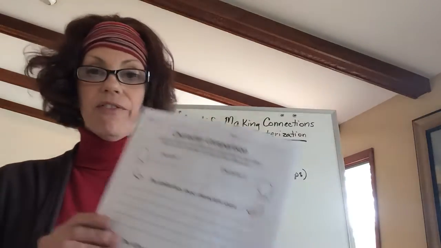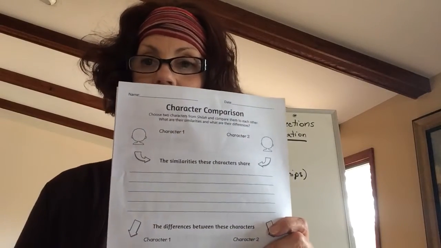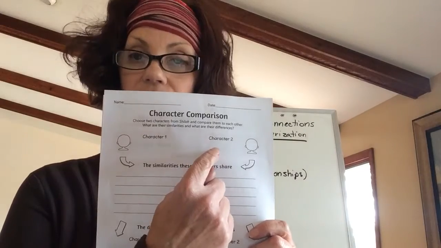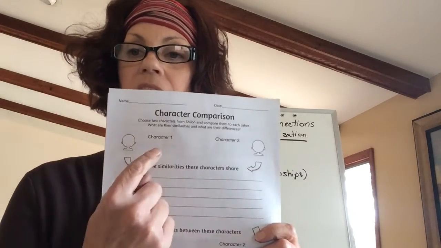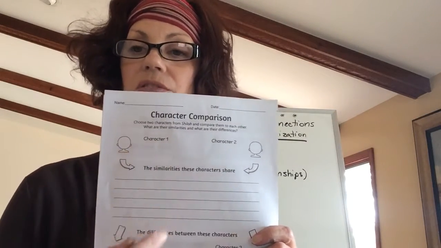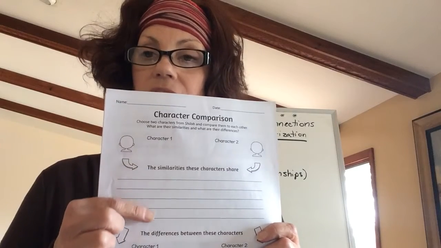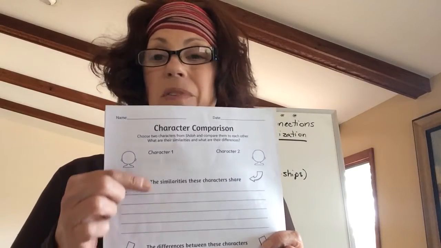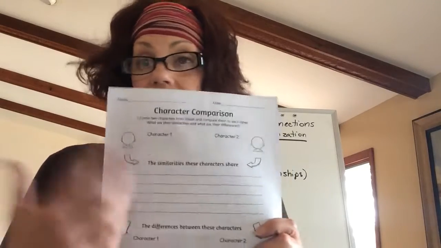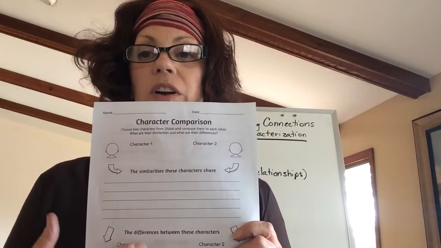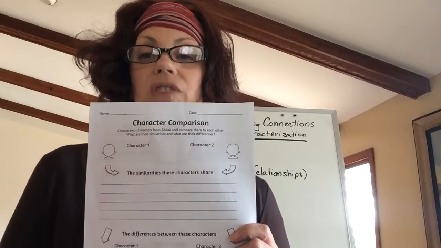The first thing I'd like for you to do is to compare two different characters in the Shiloh novel. So you're going to list the character's name here and list another character's name here. And then you're going to look at those two characters and you're going to tell me how they are similar. Now, it might be as simple as they're both boys or they're both men. That's a similarity, but I want you to be a little more in depth. So I want you to start thinking about character traits.